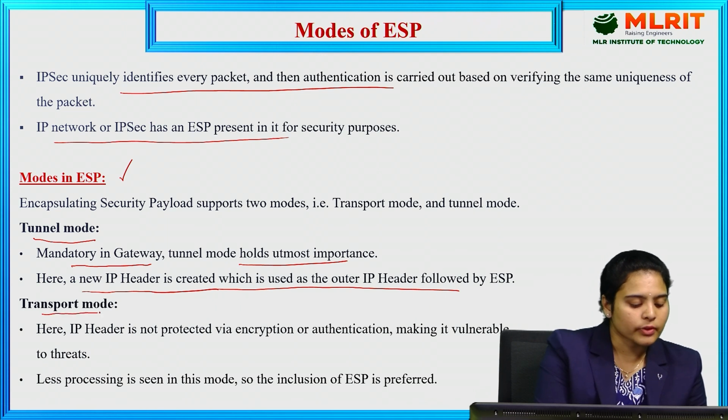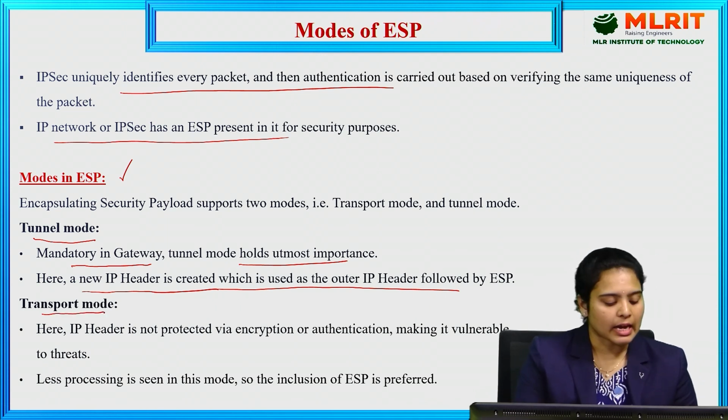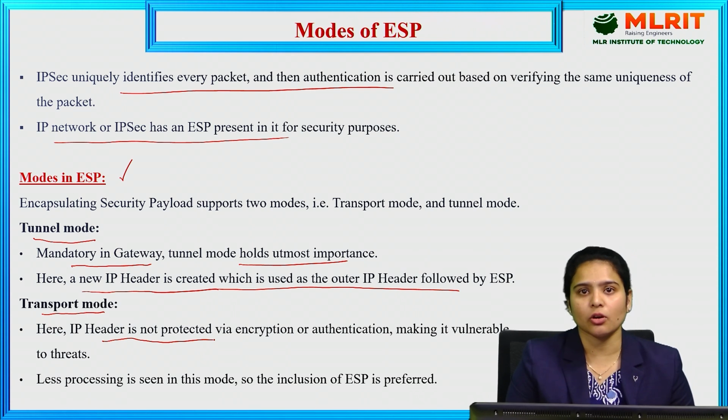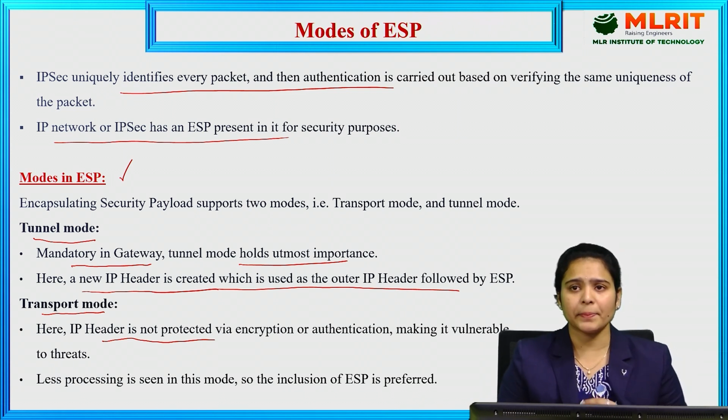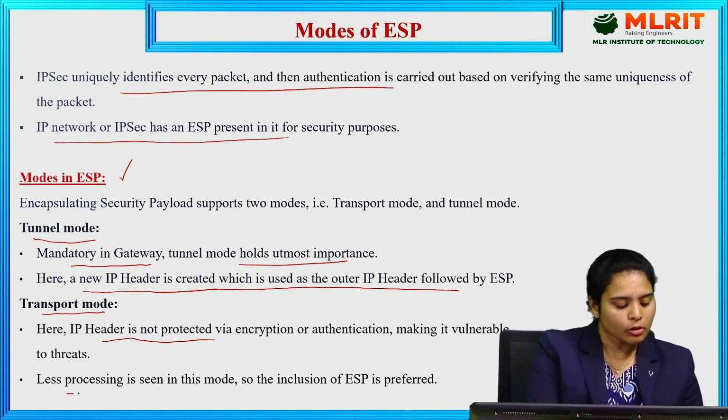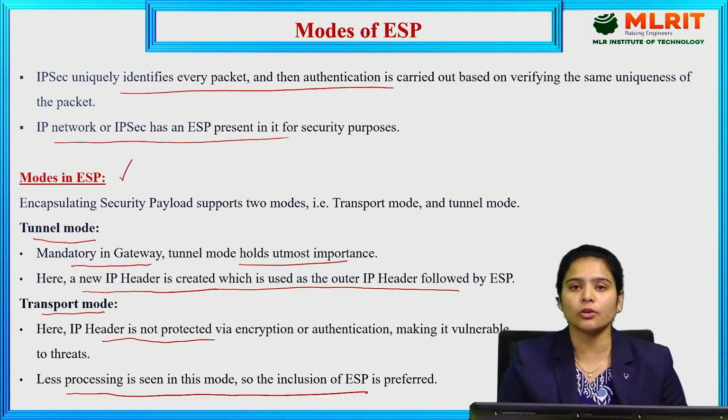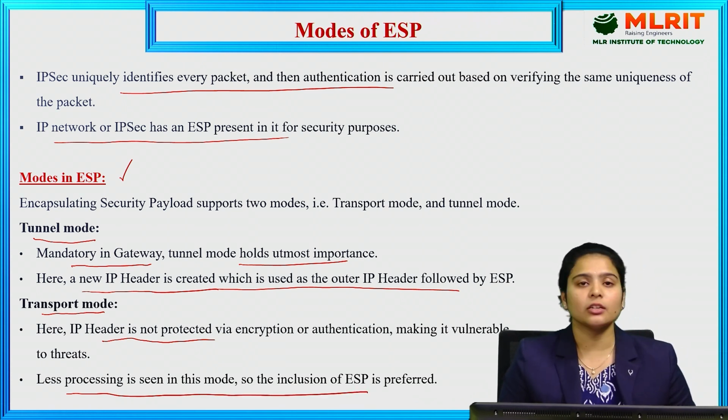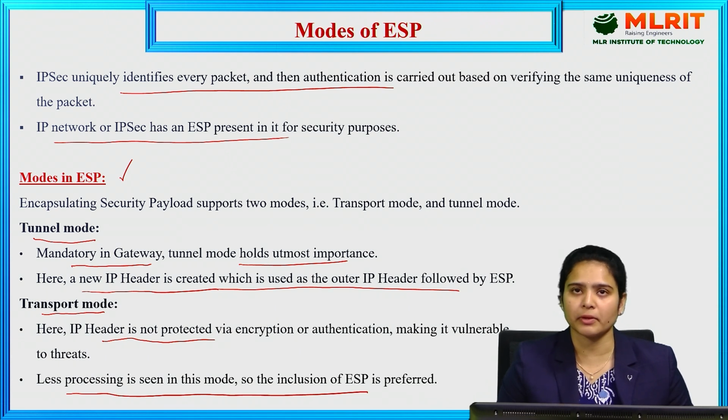The second one is transport mode. In transport mode, the IP header is not protected via encryption or authentication, making it vulnerable to threats, so the message can be seen visibly. There is also less processing in this mode. Since it is not secure, the inclusion of ESP should be preferred, so we perform encapsulation as a security payload.